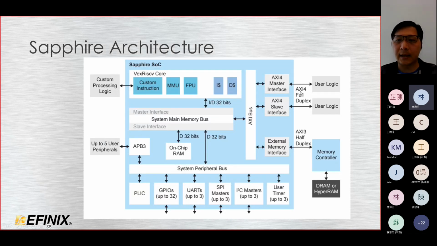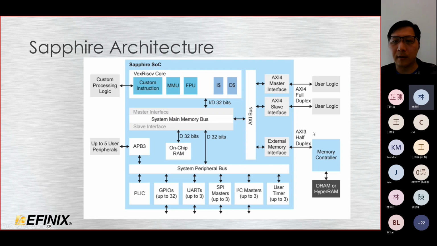So this is our SoC architecture for RISC-V. You can see the custom instructions, the MMU, FPU, and the instruction and data cache inside the main core, which, as suggested in the last page, has an instruction and data size of 32 bits. So its data bus communicates with the on-chip memory and with the system peripheral bus. Also, we have a dedicated AXI bus for some high-speed external memory connections.